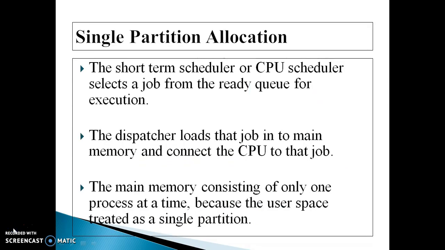In this case, the short-term scheduler or CPU scheduler selects a job from the ready queue for execution, and the dispatcher loads the job into main memory and connects the CPU to that job. The main memory consists of only one process at a time because the user space is treated as a single partition.